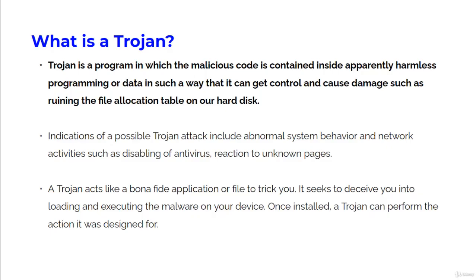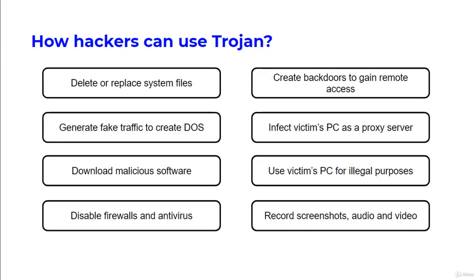Trojans create a covert communication channel between the victim computer and the attacker for transferring sensitive data. So, through a Trojan, the attacker can get your sensitive data. In short, a Trojan acts like a bona fide application or a file which can easily trick you. Once the program is installed, a Trojan can perform the action it was designed for. The next question is, how can hackers use Trojan?